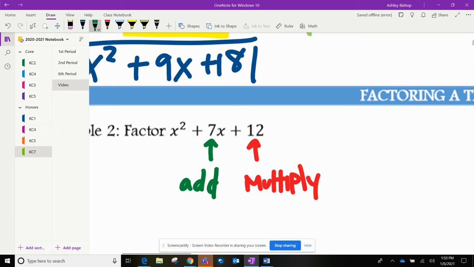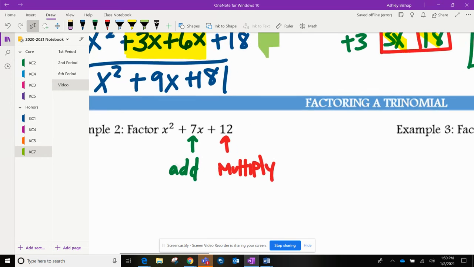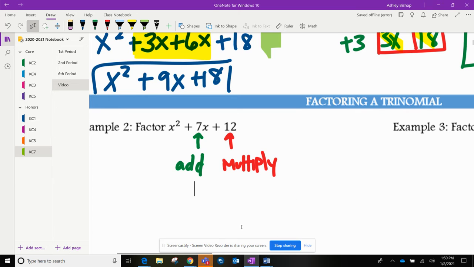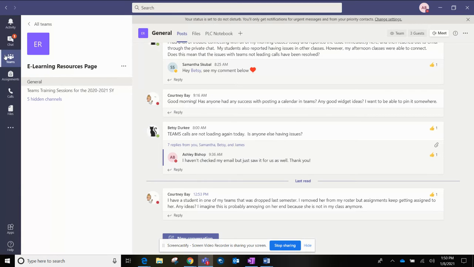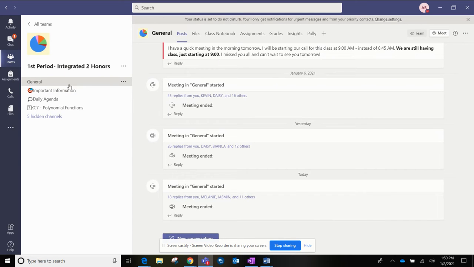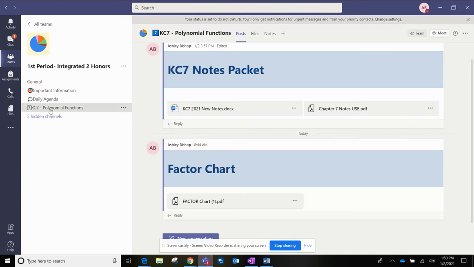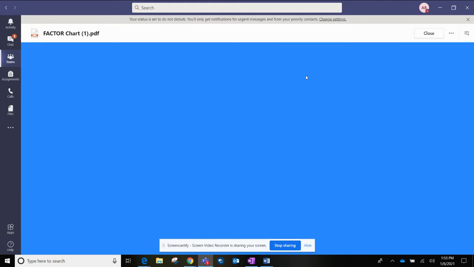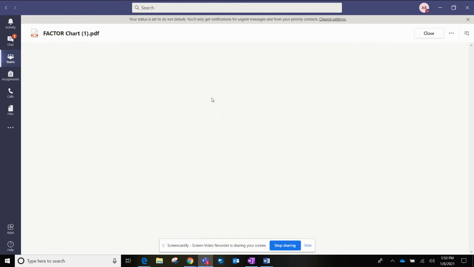So I want to find a set of numbers that I can multiply to get 12 and add to get 7. You may know off the top of your head, and I hope that you do. But if you don't, that's totally fine. I gave you guys a factor chart. So if you go to our Teams page, in the folder for this unit where you found the notes, the KC7 folder, there is a factor chart, and you can open that. And this will be pretty helpful. And I do not care at all if you need to use this.